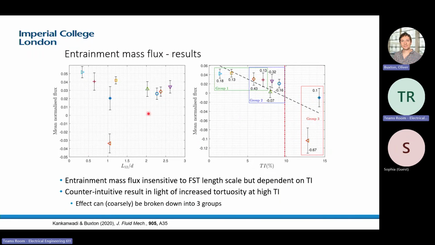And there's no correlation really with the length scale. And whilst this is a rather heroic line of best fit that my student put in, we can see that nevertheless there is a diminishing trend whereby entrainment mass flux actually decreases as the turbulence intensity of the background increases. So obviously it's important that we capture this, because if the background is more turbulent, my wake is going to be spreading at a slower rate than if the background is less turbulent.